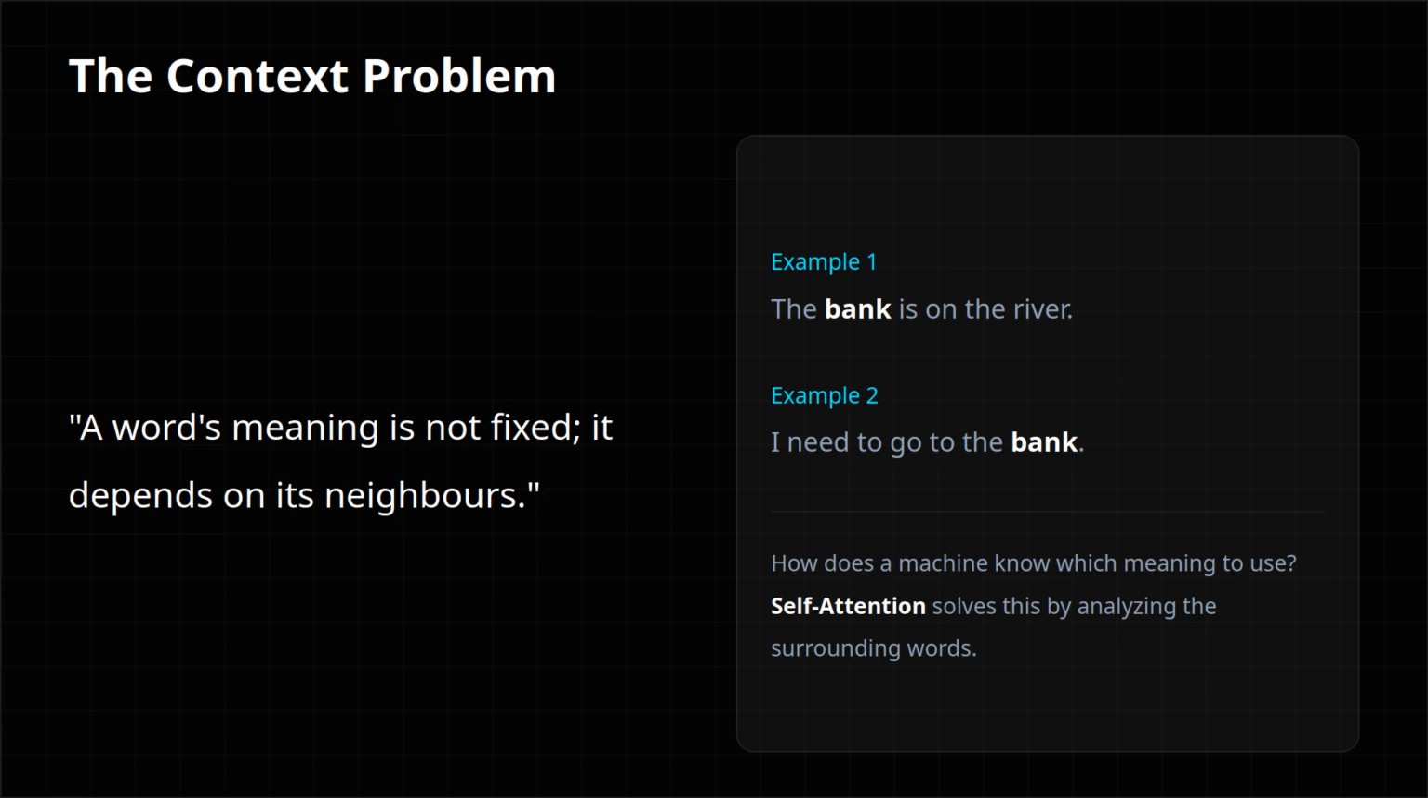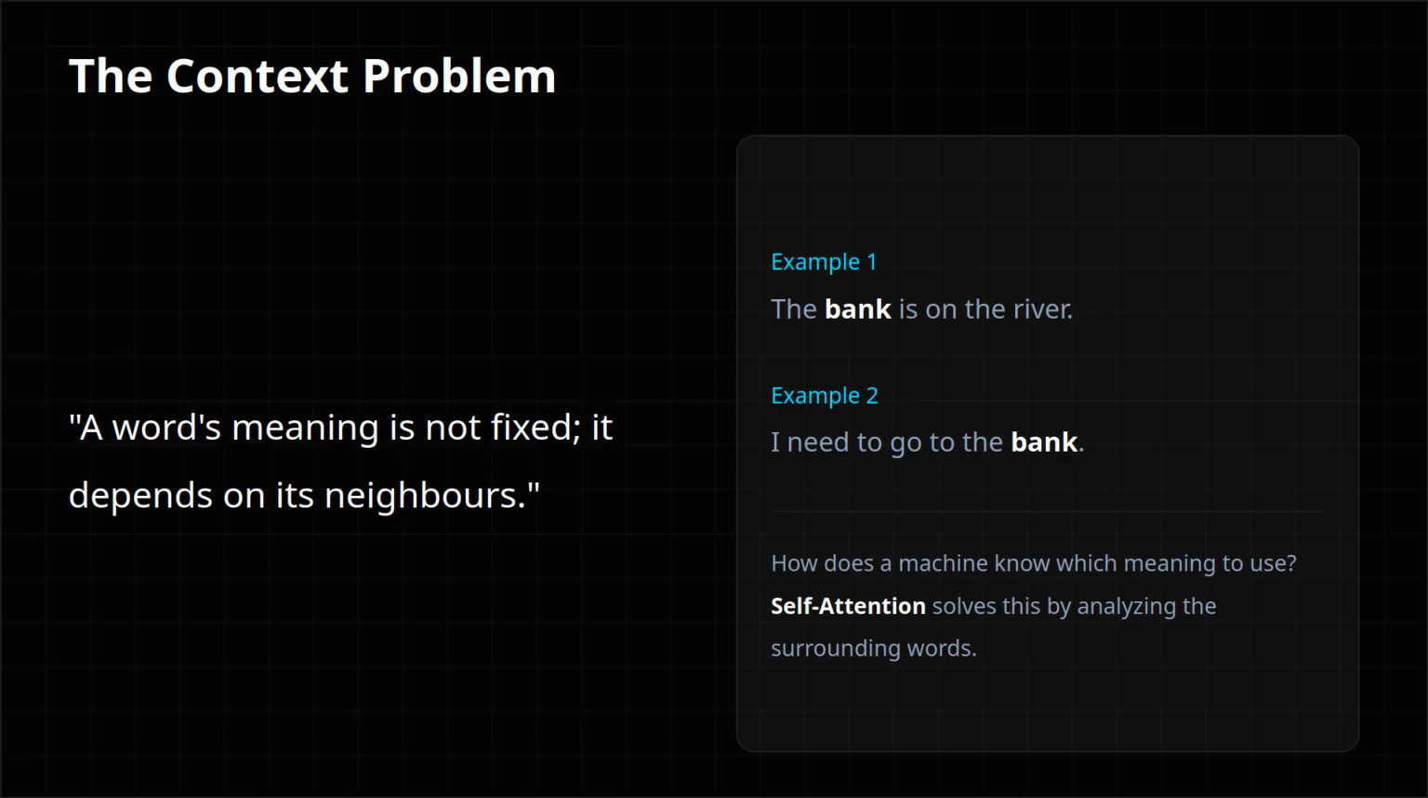Let's start with a very human problem, the problem of context. Take the word "bank." In the sentence, "The bank is on the river," bank means the side of a river. In the sentence, "I need to go to the bank," it suddenly means a place for money. The spelling is the same, but the meaning changes completely depending on the neighbors around it. A computer does not understand this automatically. Self-attention is the mechanism that helps the model look around a word and decide which meaning fits best in that situation.